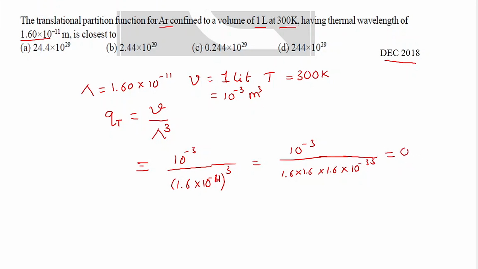answer will be around 0.244 into 10 raised to 30, but 10 raised to 30 is not given, it is only 10 raised to 29. So 1 point we can shift in this direction, and we will have 2.44 into 10 raised to 29. So this is the answer, and 2.44 into 10 raised to 29, B is the correct answer.